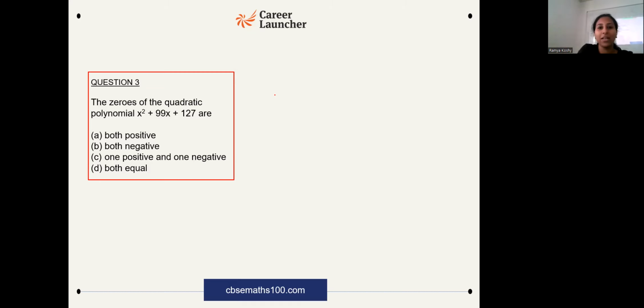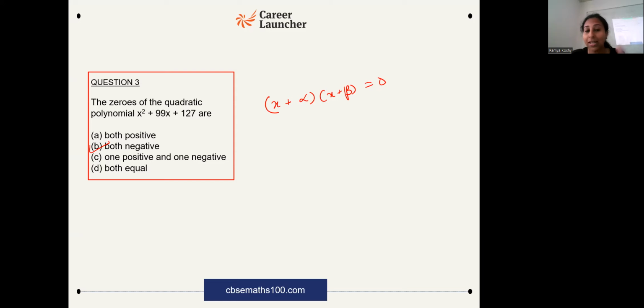There would be no negative, which means after splitting the middle term, you would have got this in the form x plus alpha into x plus beta, right? Plus alpha plus beta form you would have got, because it's positive product, positive sum. Now, when you equate this to 0 and find the values of the zeros, what will happen? Both will become negative. So the answer is both negative. That's it. This would take you only a few seconds to solve if you understand the concept properly.